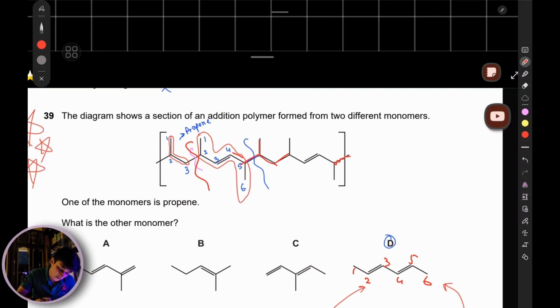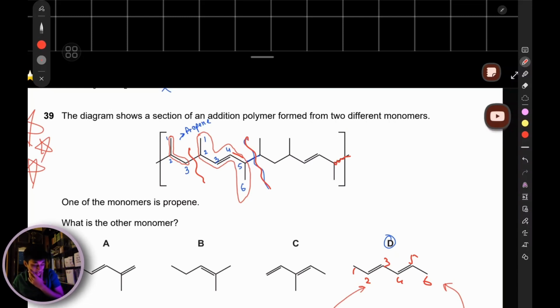And which was the other one? This was your extension bond, right? So in this case, forget about this bond. Forget about this bond. This is your propene, right? And lying between this part and this part is another monomer, which is basically 1, 2, 3, 4, 5, and 6. That is your another polymerized version of the monomer, right?